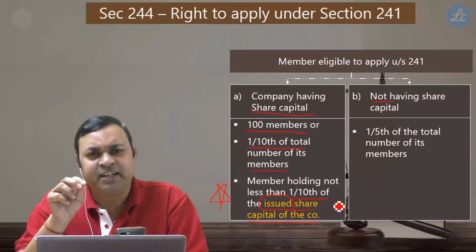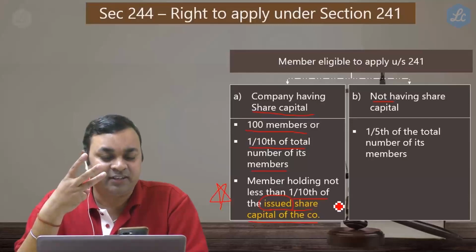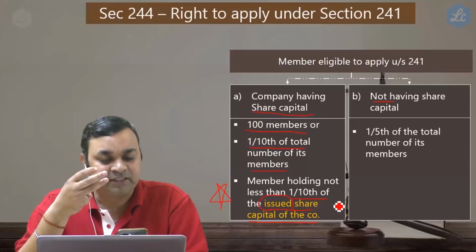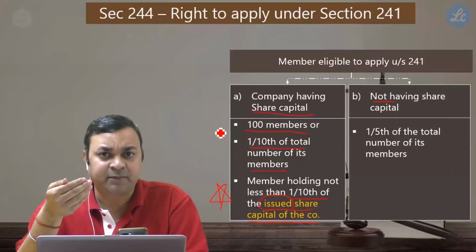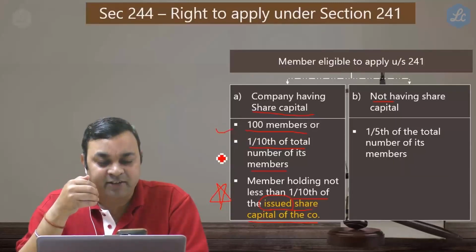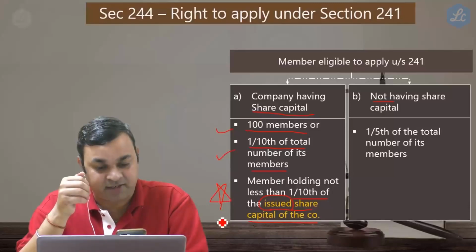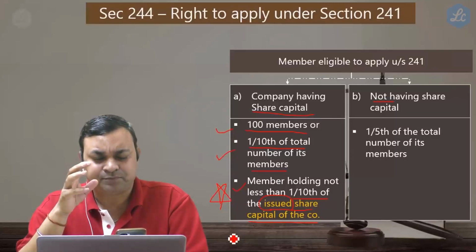So for a company having share capital, you need to decide applicability from 3 criteria. The first 2 criteria depend on the number of members. The last criterion depends on the issued share capital. This is the important point.